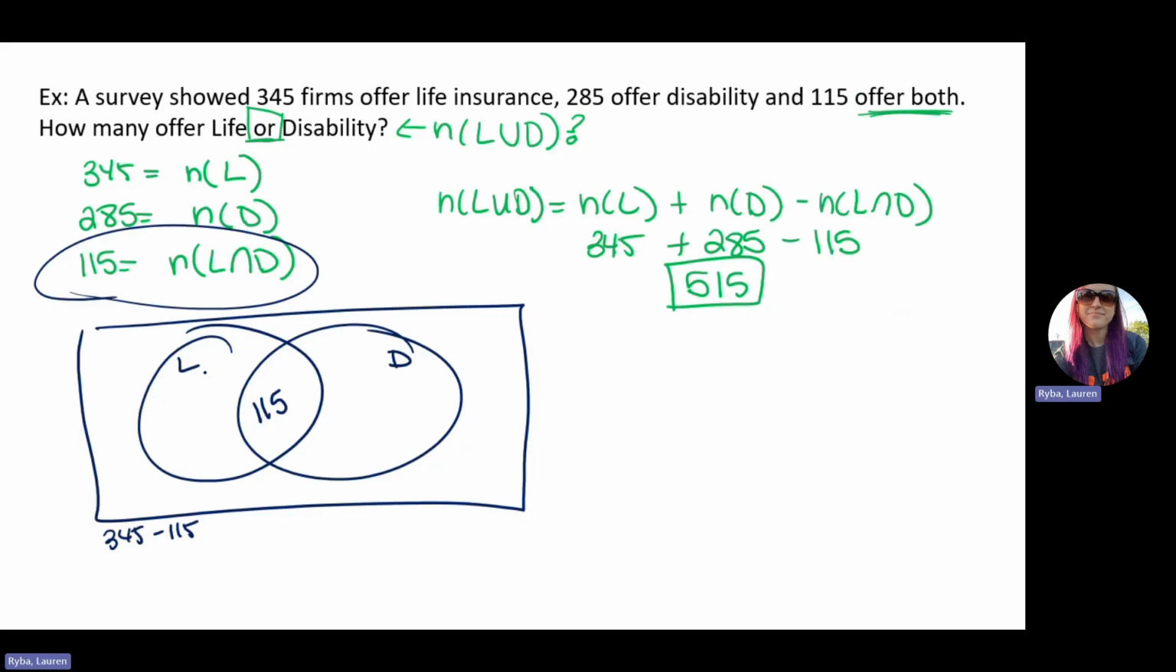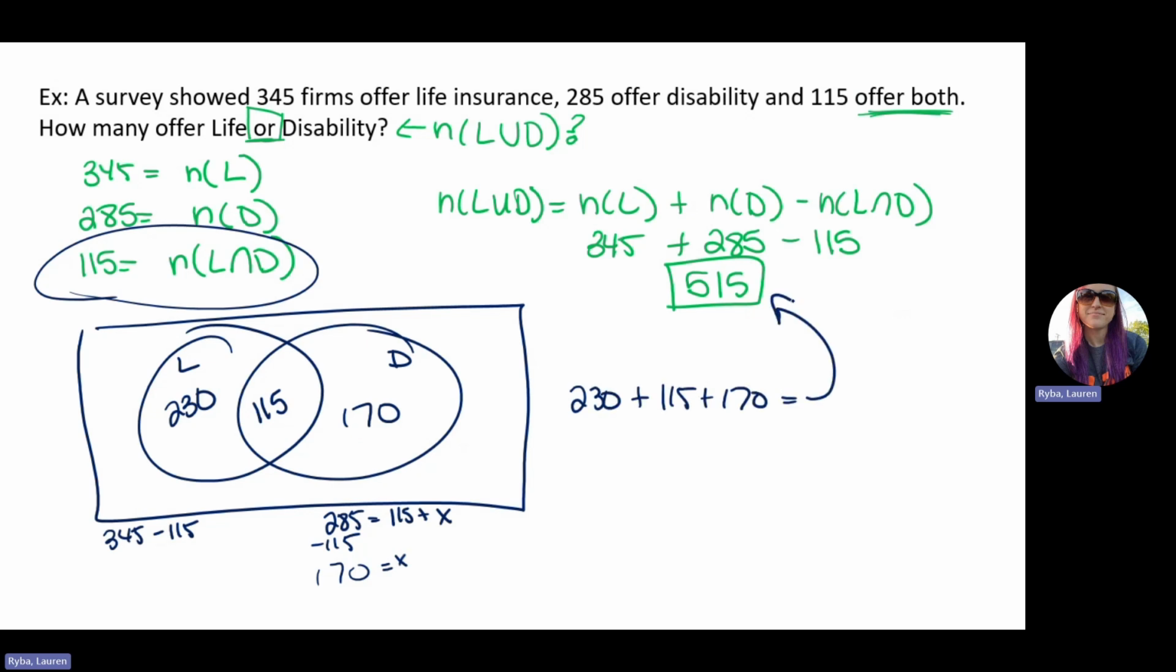I think that's 230. And then I could have done the same over here for disability. There should be a total of 285. So 285 equals 115 plus what? So I subtract the 115. What's left is 170. Then I would take 230 plus 115 plus 170, and I would get that same answer.